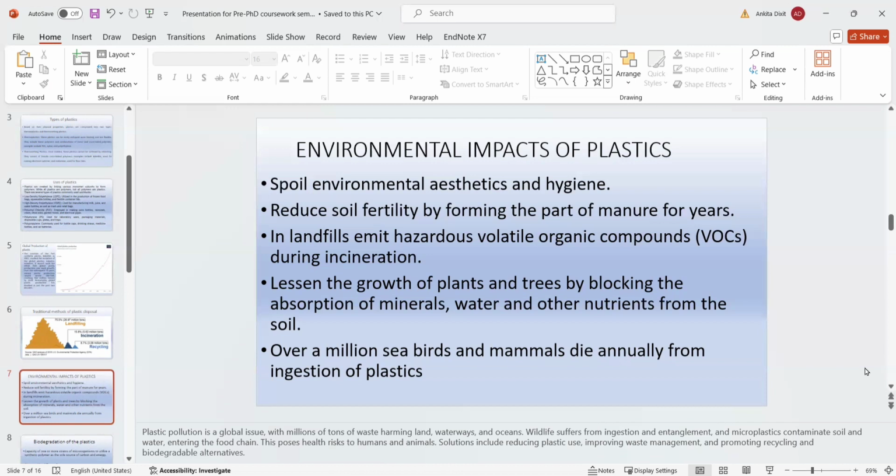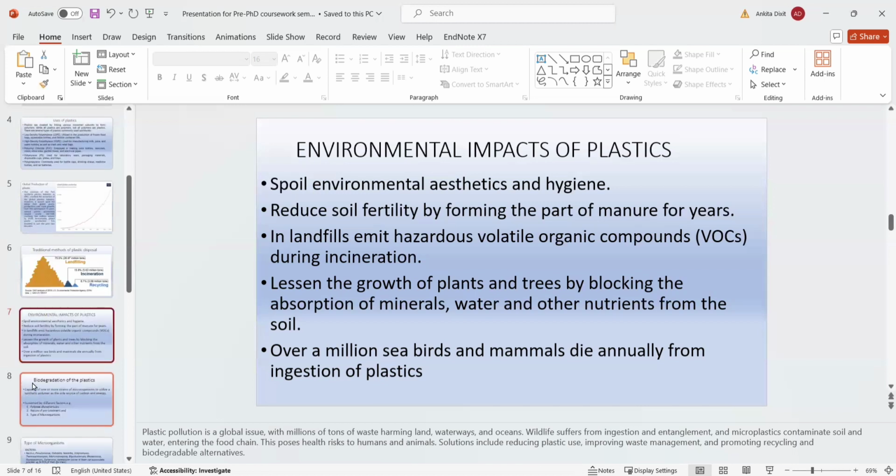Plastic pollution nowadays is a global issue, with millions of tons of waste harming land, waterways, and oceans. Wildlife suffers from ingestion and entanglement, and microplastic contaminated soil and water enter the food chain. This poses health risks to humans and animals. Solutions include reducing plastic use, improving waste management, and promoting recycling and biodegradable alternatives.